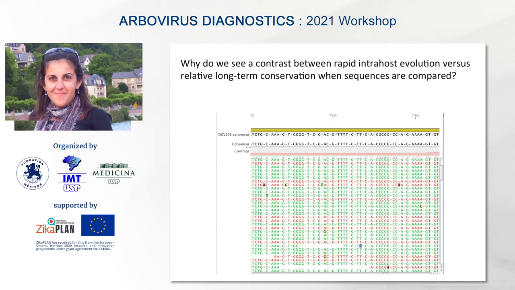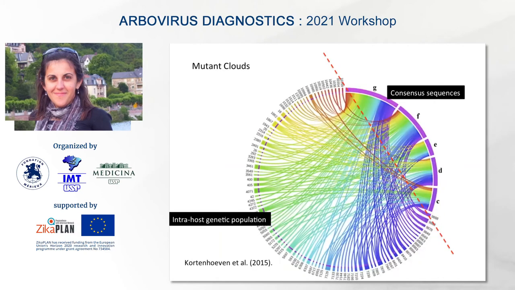At the end, what drives the intra-host mutation is basically the mutation rate of the RNA polymerase. This is another, maybe a little bit more complex example of what I just said, but it's simple. This figure represents what happens with a virus, here a West Nile virus, at the intra-host level and in inter-host comparison.